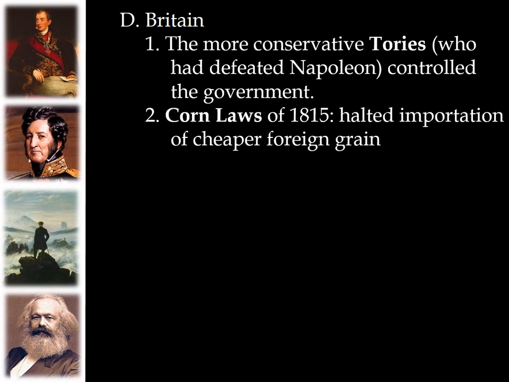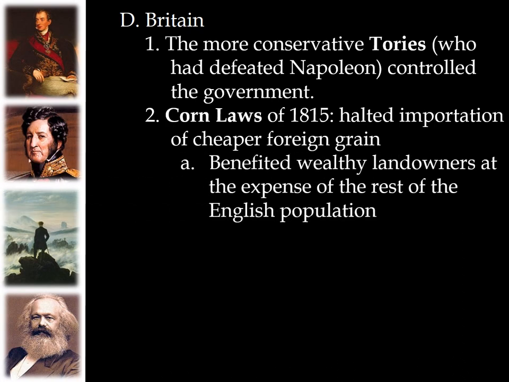The Corn Laws of 1815 were passed by Parliament in 1815 under the Tory government, under the Tory majority. Now, what the Corn Laws did is it halted the importation of cheaper foreign grain into Great Britain. This was a kind of mercantilist policy, if you will. What they were trying to do was protect the British farmer. When they say corn, they mean all grain products. They were trying to protect the British farmer by allowing British farmers to get more money for their crops, because they didn't have the competition of foreign grain coming in to England and driving the price down.